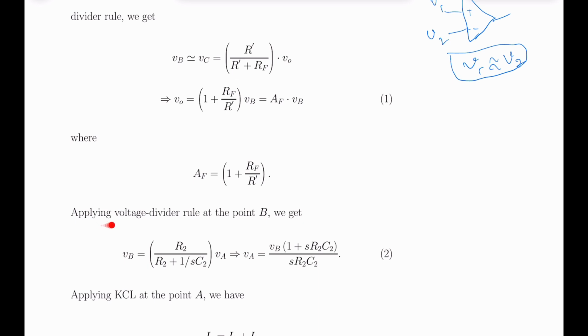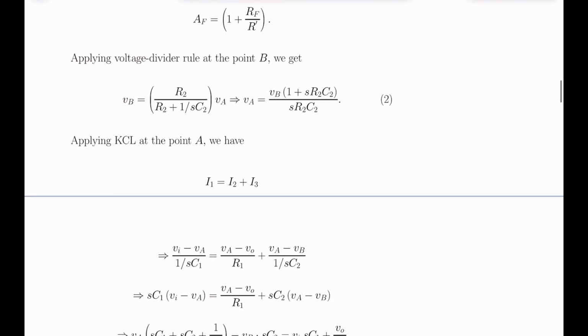So we are applying the voltage divider rule at the point B. So we get VB equal to R2 upon R2 plus 1 upon SC2 into VA, and we get VA in terms of VB. Now again apply KCL, Kirchhoff's current law, at the point A.